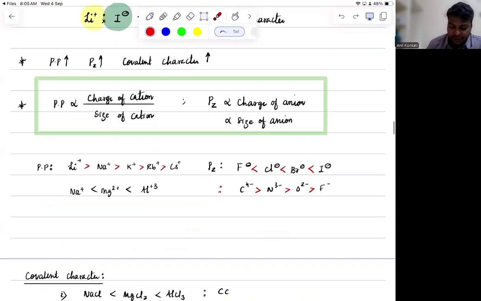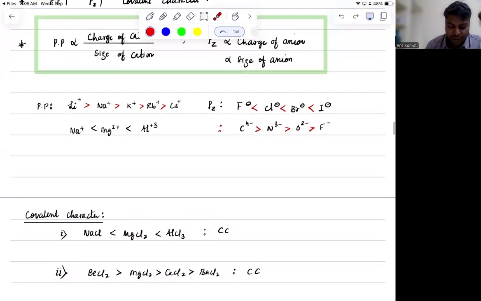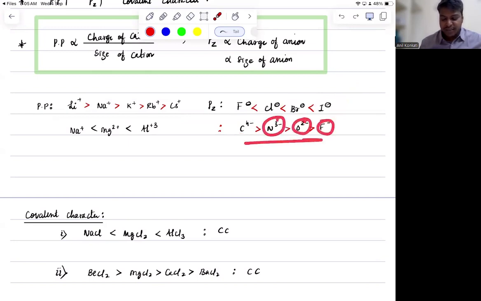So if you notice, polarizing power: Li+ will have more than Na+, K+, Rb+, Cs+ based on size. Based on charge, Al3+ will have more than Mg2+, more than Na+. Next, polarizability. Based on size, iodine is bigger, so that will have better polarizability. Based on charge, C4- has more charge than N3-, O2-, and F-. This is based on charge.